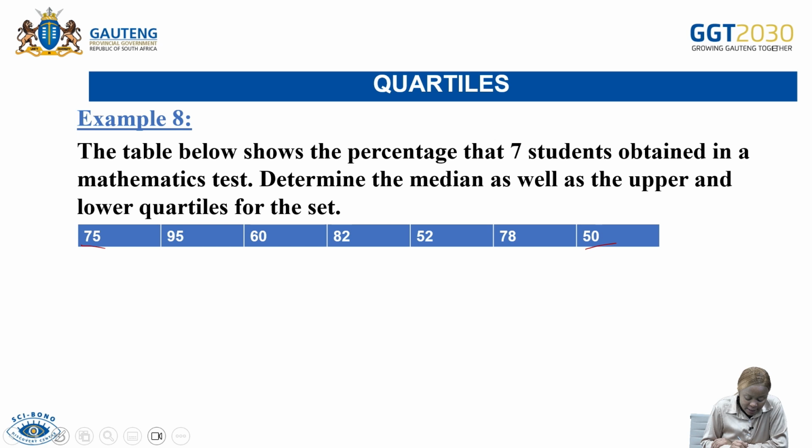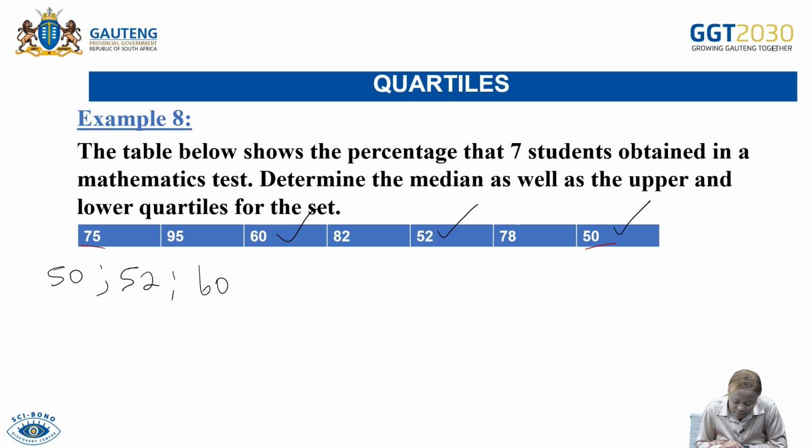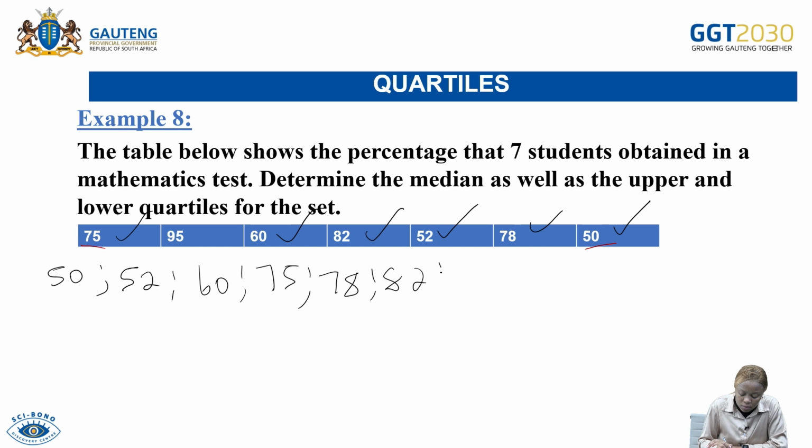If I arrange my data in ascending order, I'll have 50. I'm done with 50. Do I have any 50-something? Yes, I have 52. I'm done with the 50s, and then I move to the 60s. I have 60. Do I have any other 60-something? No. Do I have a 70? Yes, I have a 75. Again, I have a 78. Do I still have another 70? No. Do I have an 80? Yes, I've got an 82. And lastly, I have 95. So now my data set has been arranged in ascending order.